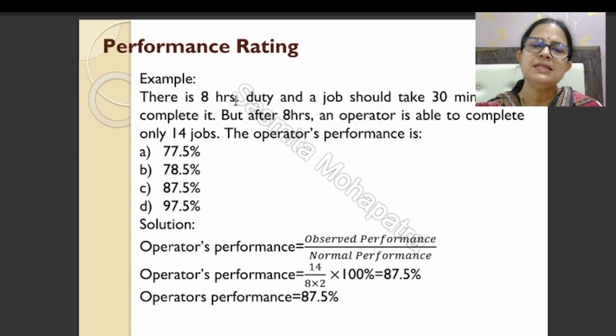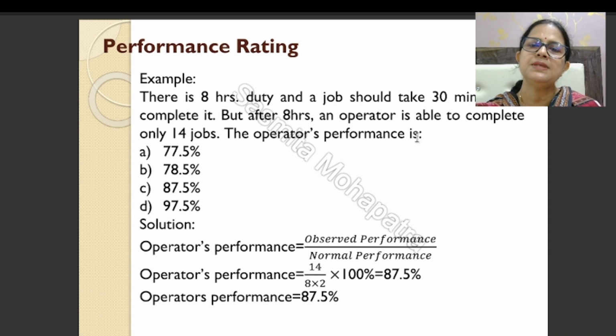If there is an 8-hour duty and one job takes 30 minutes, how many jobs can we complete in 8 hours? In 1 hour we can complete 2 jobs. So in 8 hours, we should complete at least 8 into 2, that is 16 jobs. But after 8 hours, the operator is able to complete only 14 jobs.